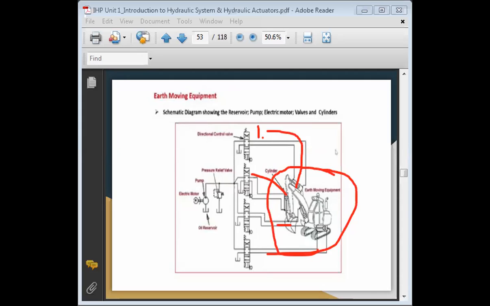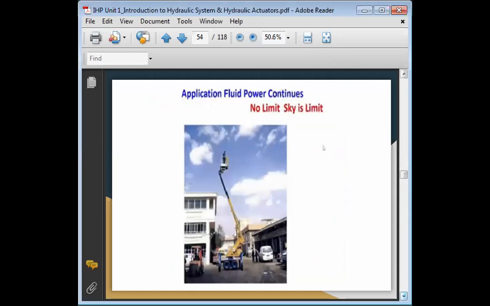Another application I will show. Here I have written that there is no limit, the sky is the limit. Huge numbers of ways are available where fluid power can be used. So this is a power pack. A power pack consists of a pump, tank, electric motor, and pressure relief valve. So this is another application.